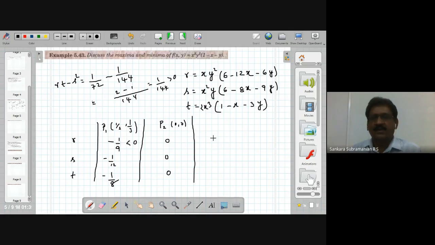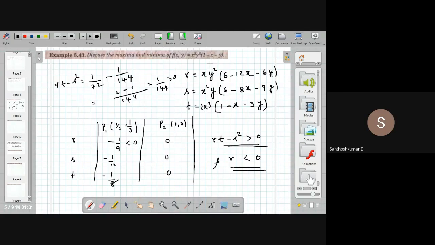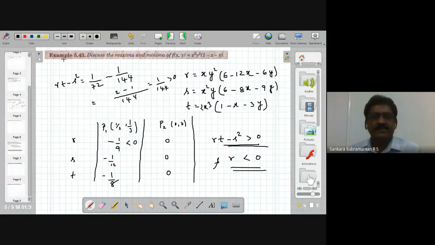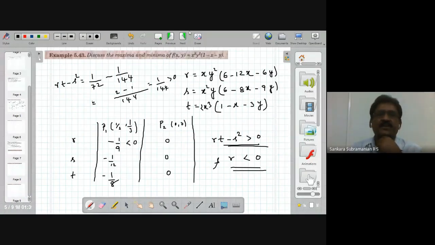So can you tell me, RT minus S square greater than 0 and R is less than 0. What is the conclusion? Maximum. Maximum, yeah. So the function attains maximum, so you have to write like this.